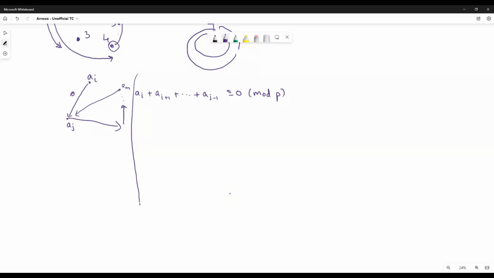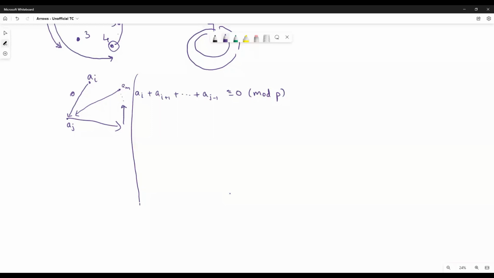Sorry, what is AN here? I've not drawn AM in the picture. So we have that AM to AI plus 1 is not congruent to 0 mod P, because that thing is congruent to the total sum mod P. And we have AI plus 1 till AJ congruent to 0 mod P. So if this thing AM maps to AJ, it implies that the sum is congruent to 0 mod P, which is in contradiction. Did you get my point?